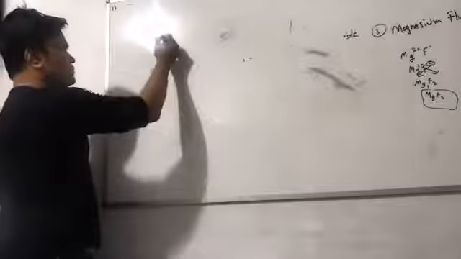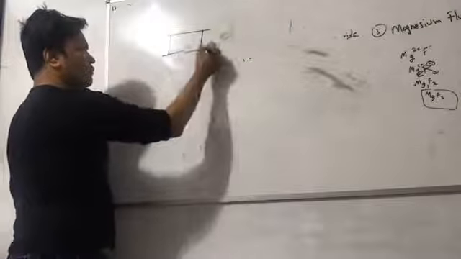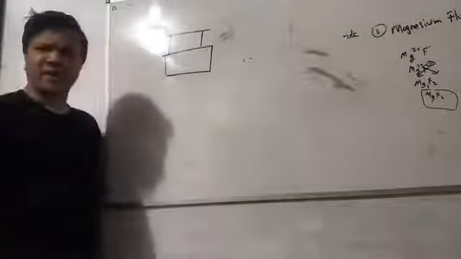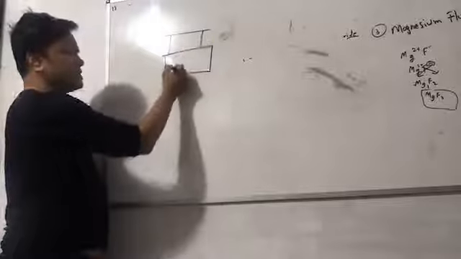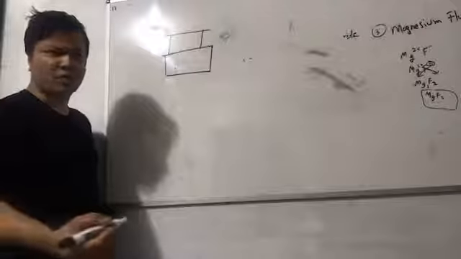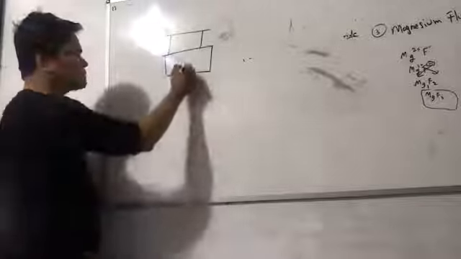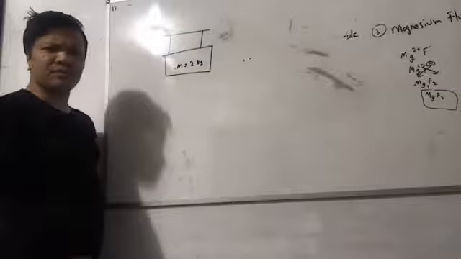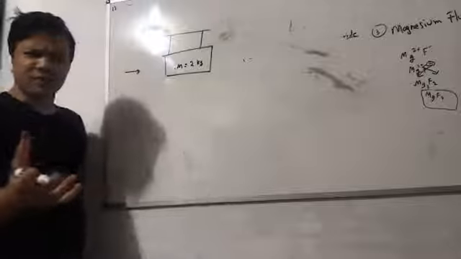So the problem is you have a block hanging on a rope. So this is the rope, and this is the block. Let's say the block is 2 kilogram. Mass is 2 kilogram, and there is a bullet. Let's say the bullet is 0.1 kilogram.